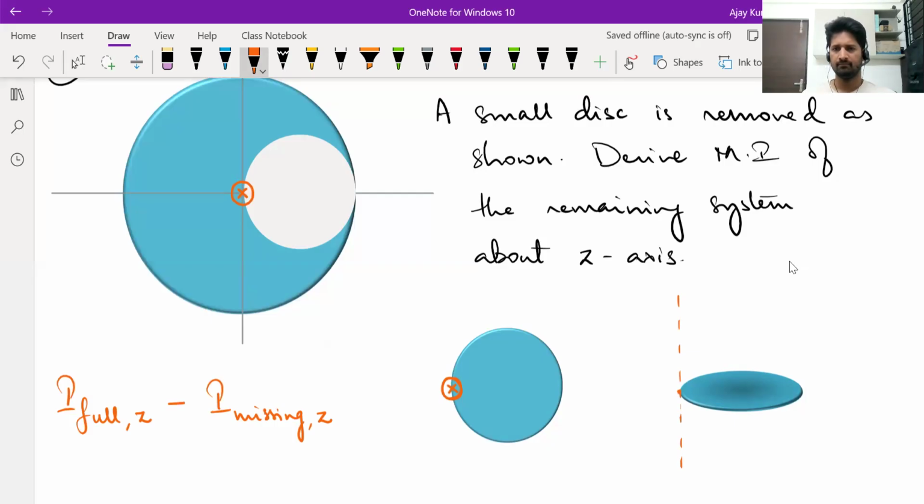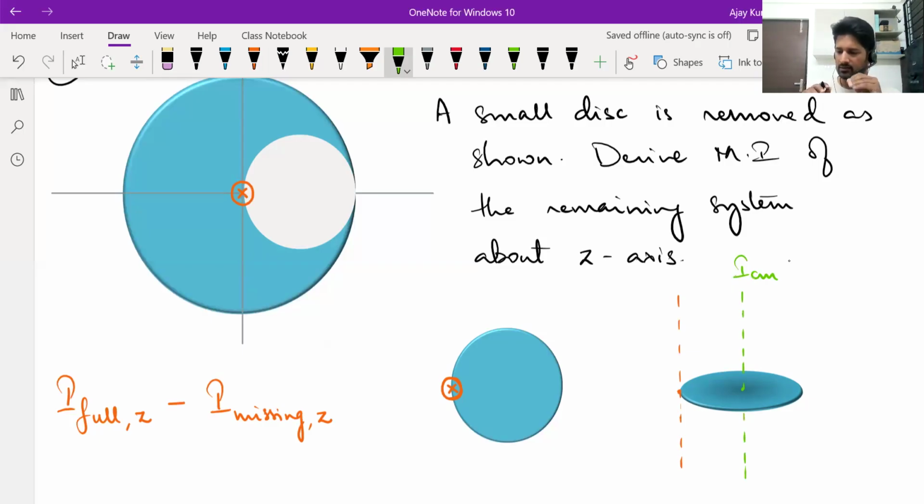Parallel axis theorem, sir. Good. We can use the parallel axis theorem. But to apply it, you need two parallel axes, one of which is passing through the center of mass. So let's visualize that axis. Do we know the moment of inertia of a disk about this axis? We know. If its mass is m and radius is r, it is mr square by 2.